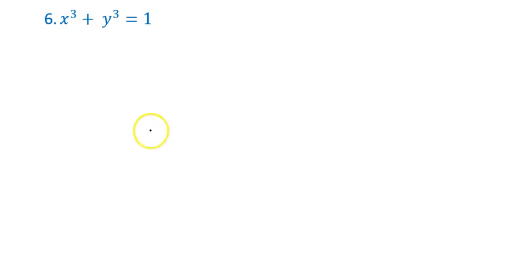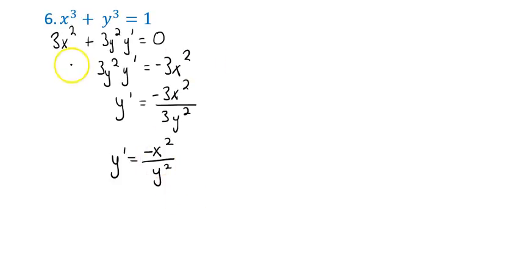Okay, so this is our last basic example, number 6, x cubed plus y cubed equals 1. I want you to pause and do this one on your own. Hopefully you did the x regular, just power rule, and then treated the y like a chain rule, so you got 3y squared y prime, and then the derivative of 1 is 0. So this one wasn't that bad.